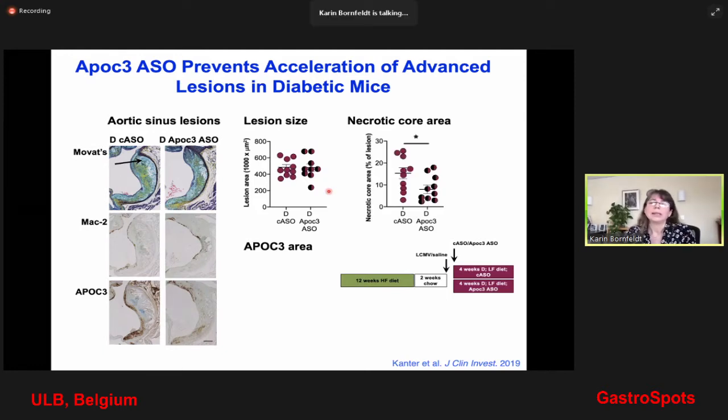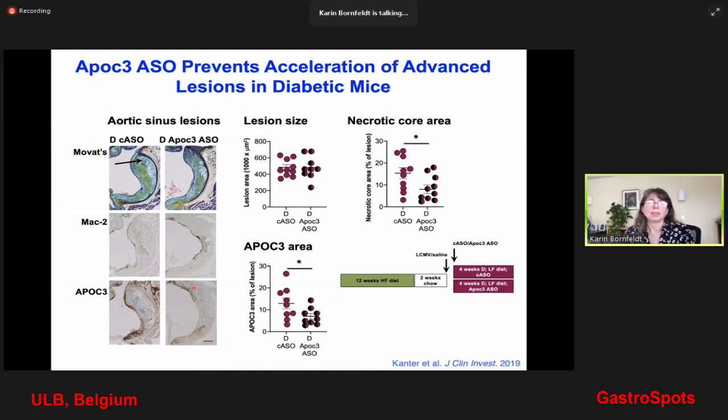But interestingly, it reduced the necrotic core area. And this is a sign that ApoC3 antisense prevents progression of these lesions to more advanced stages. And ApoC3 antisense also reduced the ApoC3 accumulation in these arteries.